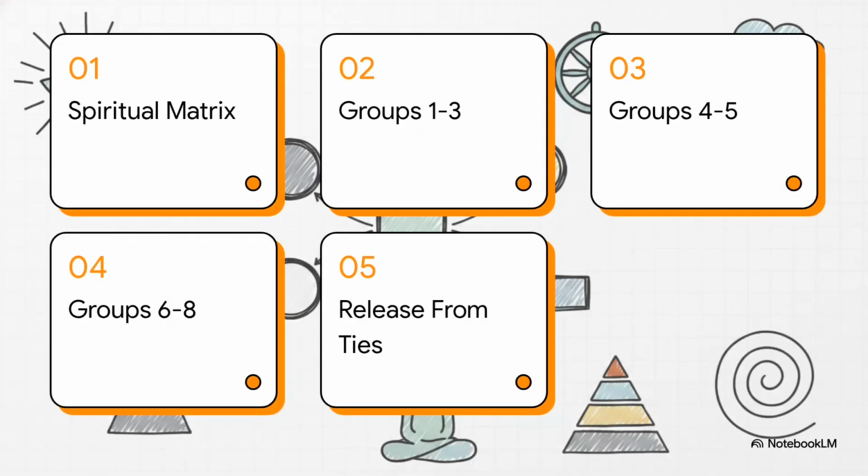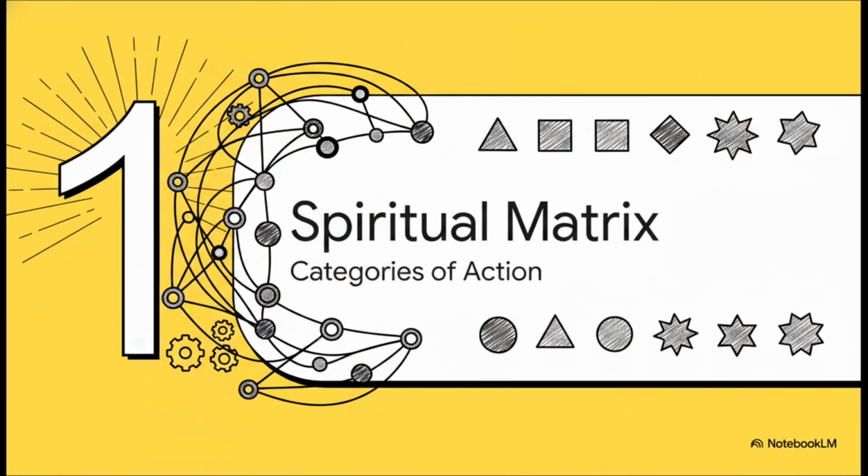So here is our roadmap for today. First, we'll look at the ultimate spiritual matrix. Second, the foundation, covering groups 1 through 3. Third, navigating the mind in groups 4 and 5. Fourth, advanced realities in groups 6 through 8. And finally, we'll hit the ultimate goal, the release from ties. All right, let's dive into part 1, the ultimate spiritual matrix.